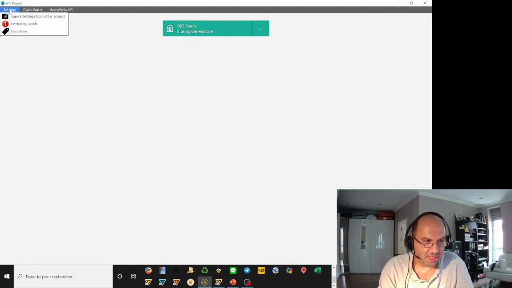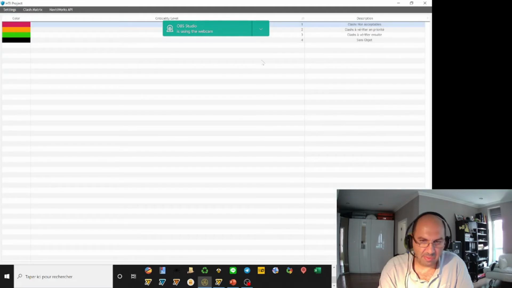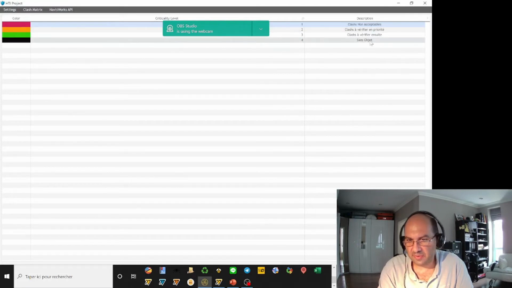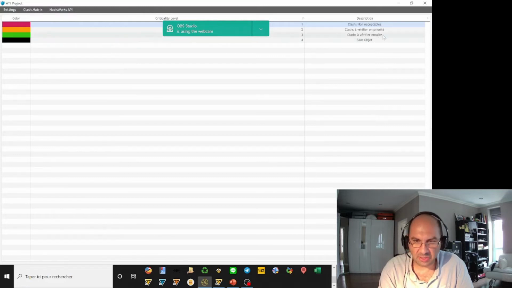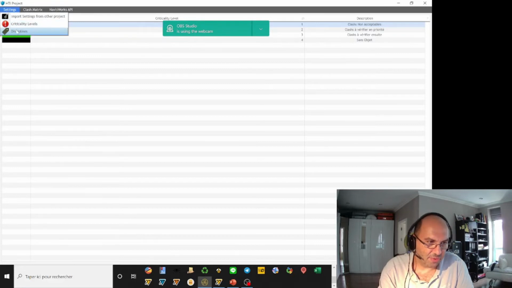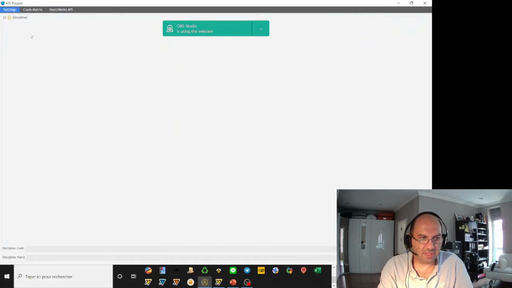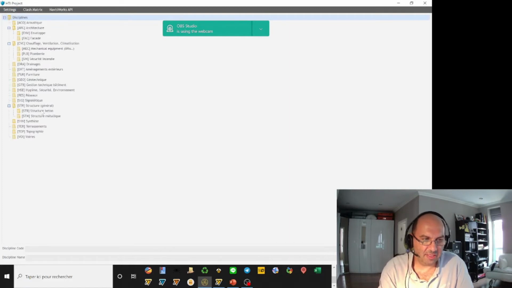You reach your interface, and you will be able first to set up your criticality levels. Here, in that case, I set up 4 levels. The lowest one, which is without object, or not to be considered. The second one, which is low level, average level, and high level of criticality, which means the clashes that are not acceptable.